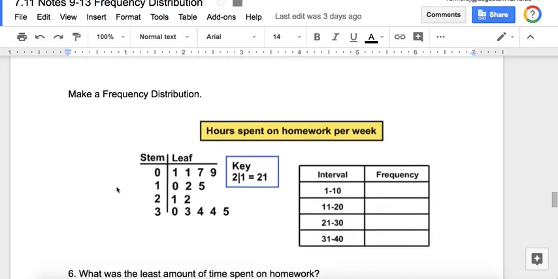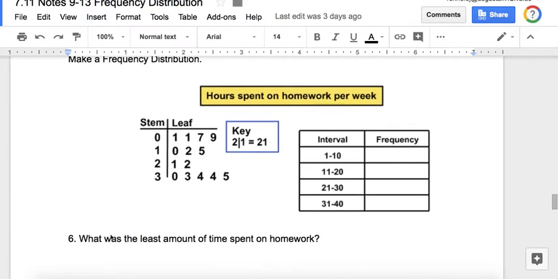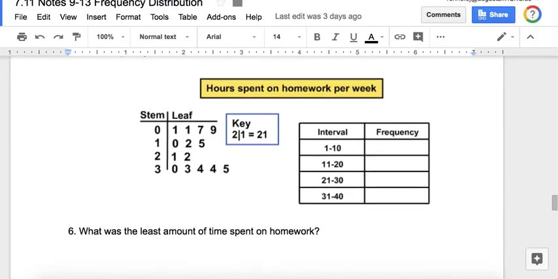And it says make a frequency distribution. So we have hours spent on homework, everybody's favorite. Before I go any further with this, because you're going to be blown away with how many hours, this was a college. This is college homework, okay? Not middle school or high school. So if you look, key says 2|1 equals 21.